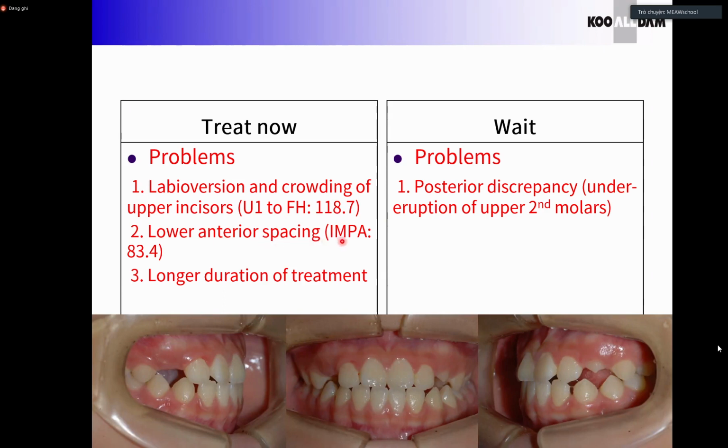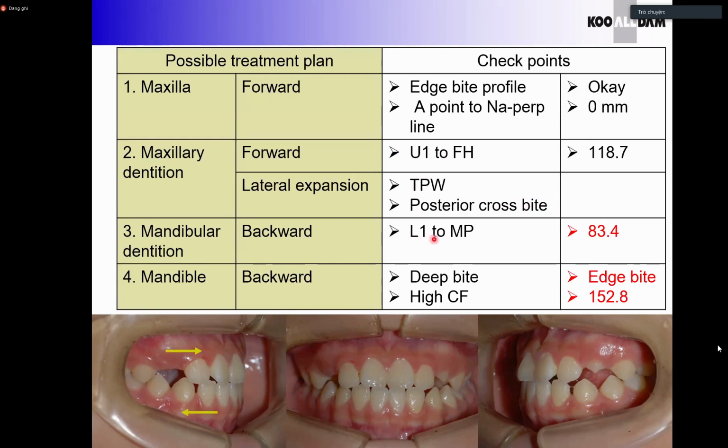However, IMPA is 83. When you treat this, it takes longer duration of treatment. What happens if we are waiting? Nowadays, the under eruption of the upper second molar may cause posterior discrepancy. So I want to check this.